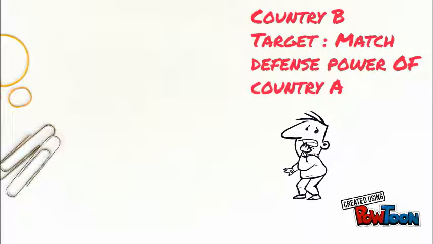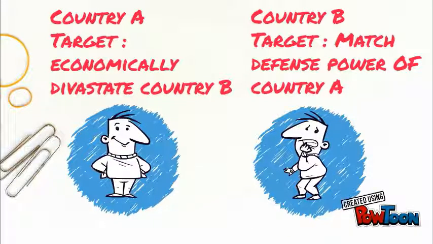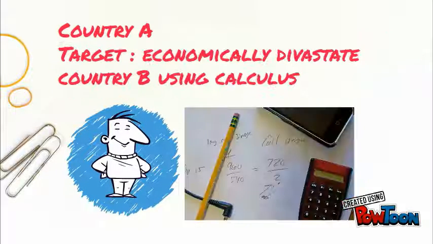Let us assume country A and country B are competing with each other. To keep the balance of power, they will invest equally in defense. Let us now understand how country A can use calculus to economically devastate country B.